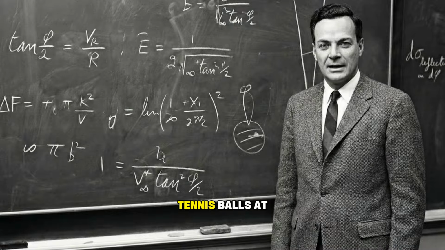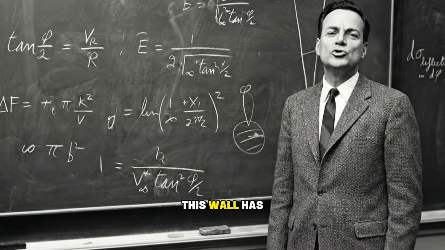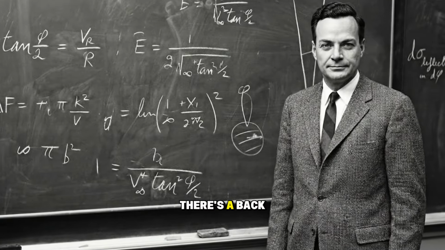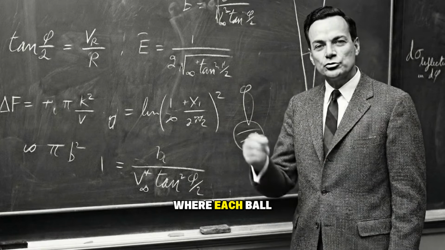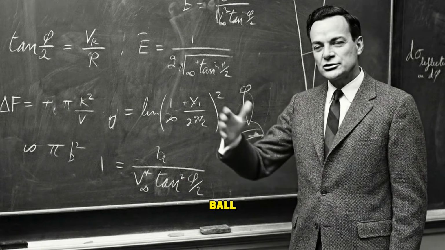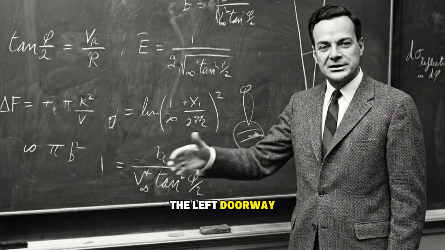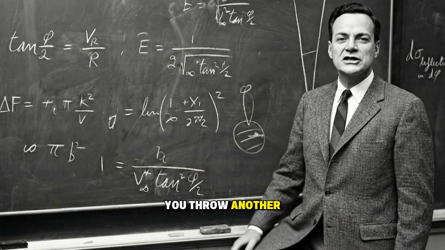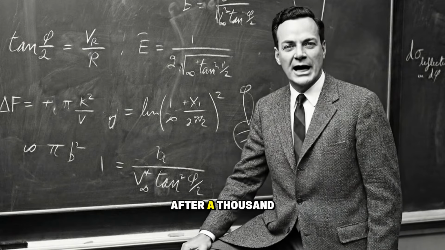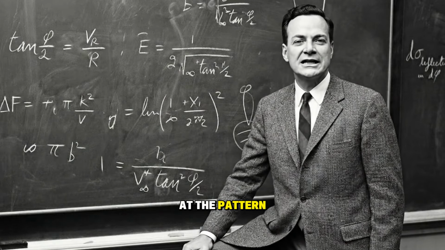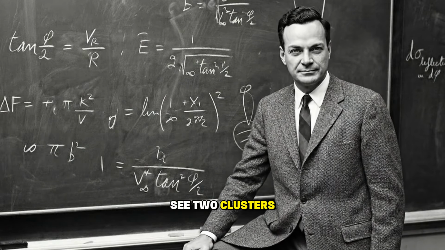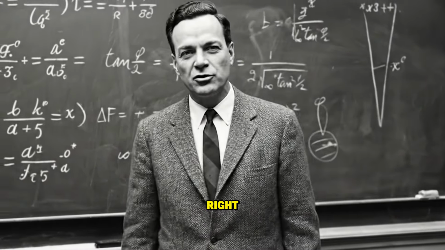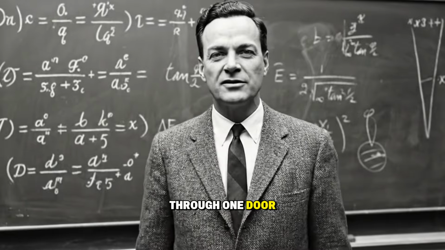Imagine you're throwing tennis balls at a wall. This wall has two doorways, two openings, and behind the wall there's a back wall that records where each ball hits. You throw a ball, it goes through the left doorway or the right doorway, hits the back wall, leaves a mark. You throw another, same thing. After 1,000 throws, you look at the pattern. What do you see? Two clusters of marks, one behind each doorway. Makes sense, right? Each ball went through one door or the other.